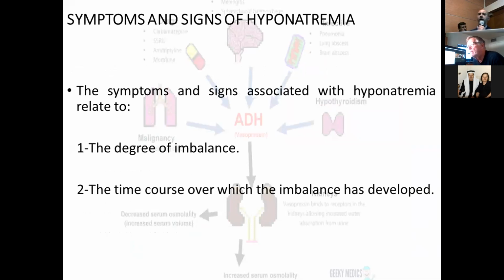What about symptoms and signs of hyponatremia? The symptoms and signs associated with hyponatremia are related to two major categories: the degree of the imbalance, and the speed at which the imbalance has occurred. So time is of the essence with the signs and symptoms and severity of the signs and symptoms in these patients.